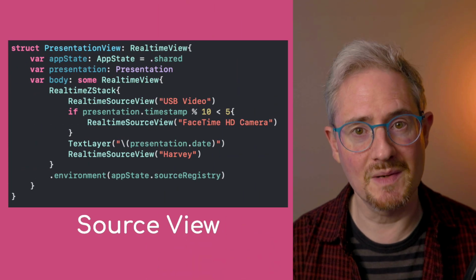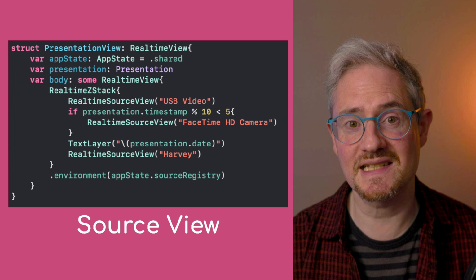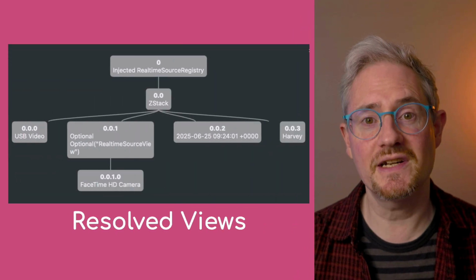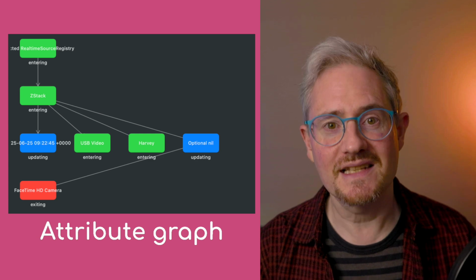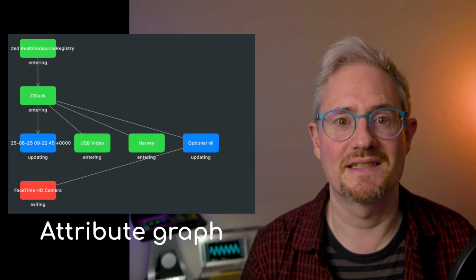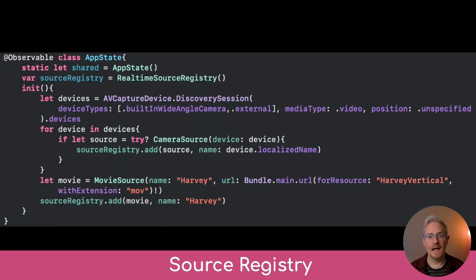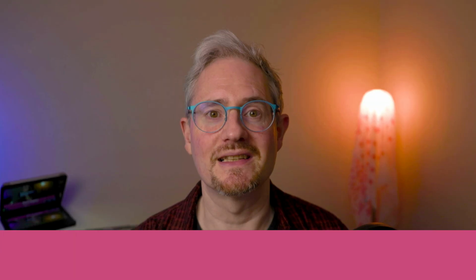RealtimeSwift will be a SwiftUI style declarative rendering engine for producing real-time video. Today I'm going to show you how I'm composing a rendering pipeline with a syntax like this, and how it generates and diffs view trees that look like this, and an attribute graph like this, and with different source types from a source registry that looks like this.